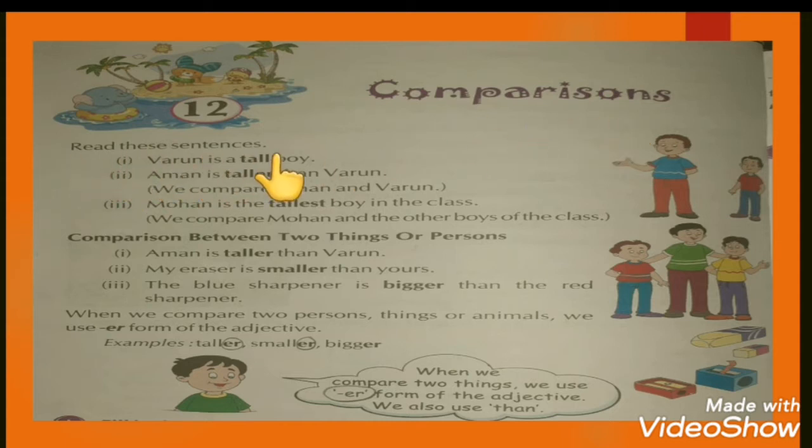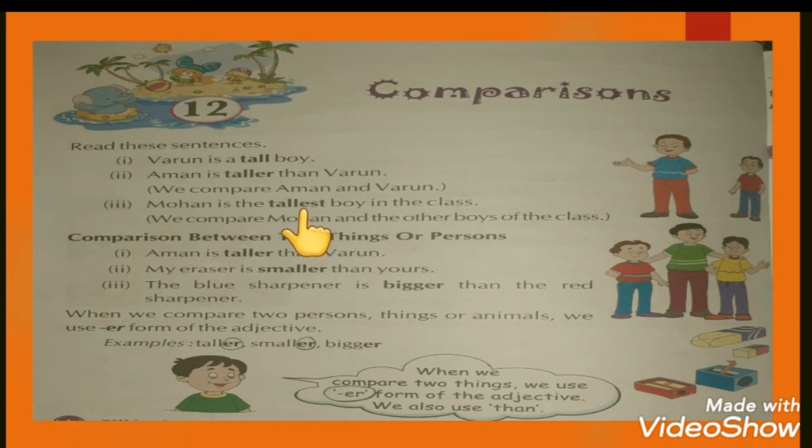Read these sentences. Varun is a tall boy. Aman is taller than Varun. So in the first sentence we are simply saying that Varun एक tall boy है. But in the second sentence we are comparing Varun with Aman, that Varun is taller than Aman. Third sentence, Mohan is the tallest boy in the class. We compare Mohan and other boys of the class.